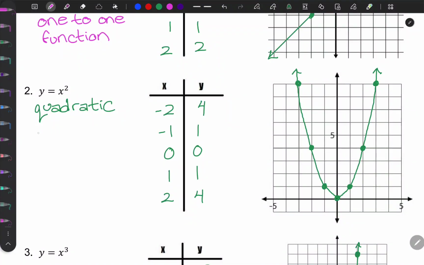All right, domain for this graph, still all real numbers. x such that x is an element of all real numbers. But we do have a different range for this graph. So to check our range, what values of y do you see on the graph? We have a minimum, and that minimum happens at 0, so we know that y is greater than or equal to 0. In set notation, we write y such that y is greater than or equal to 0, and y is still an element of all real numbers.